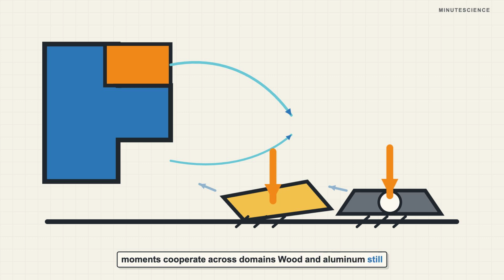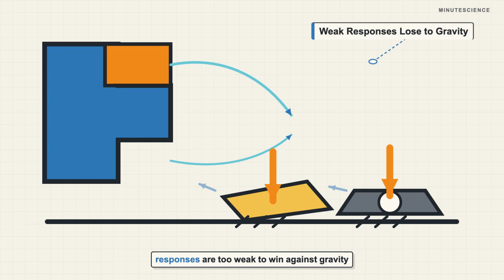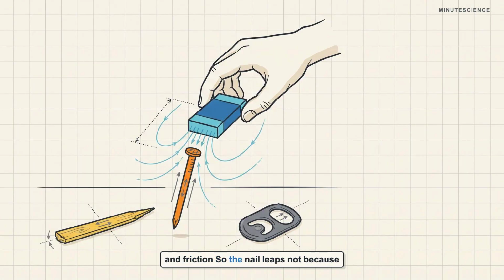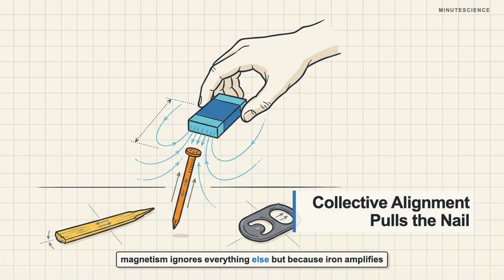Wood and aluminum still interact with magnetic fields, but their ordinary static responses are too weak to win against gravity and friction. So the nail leaps, not because magnetism ignores everything else, but because iron amplifies the field through collective quantum alignment.